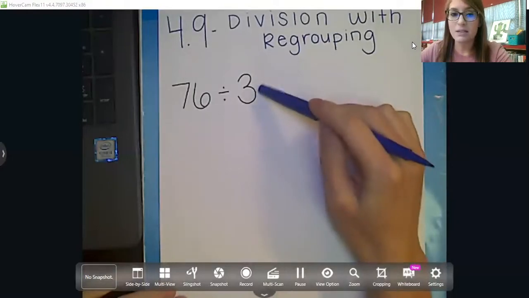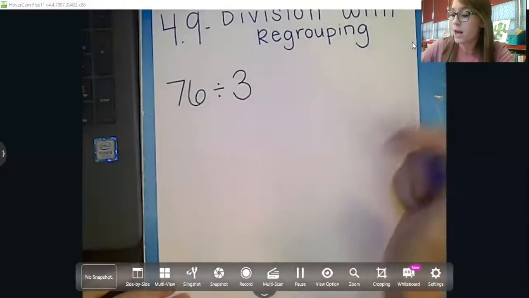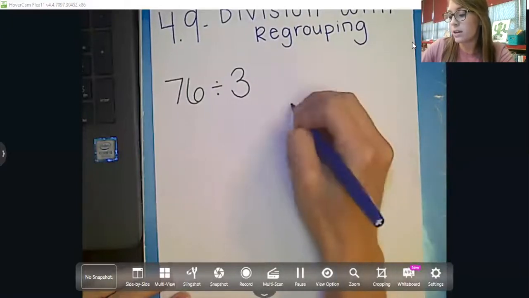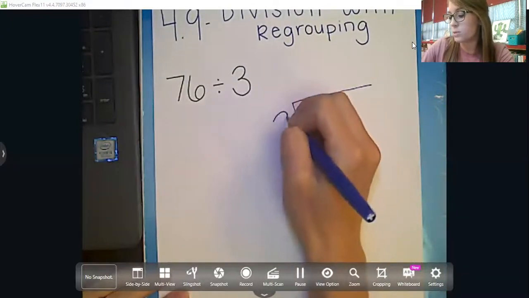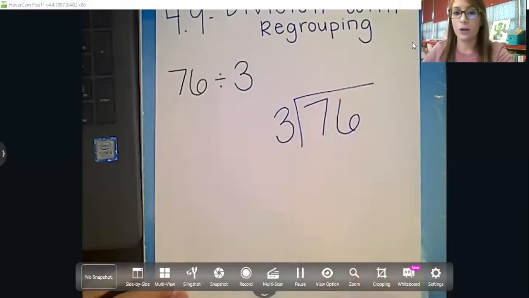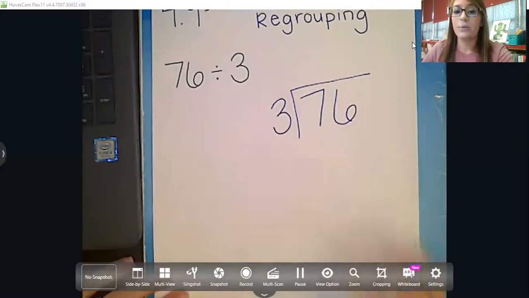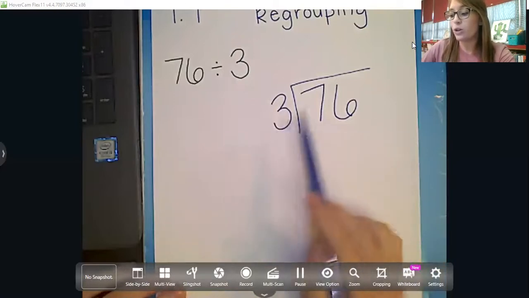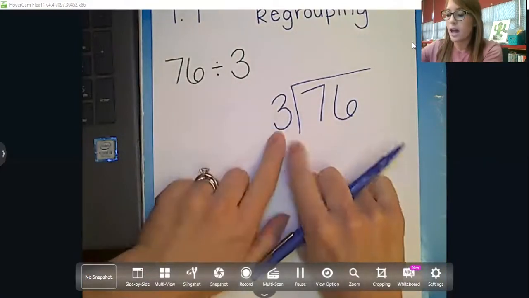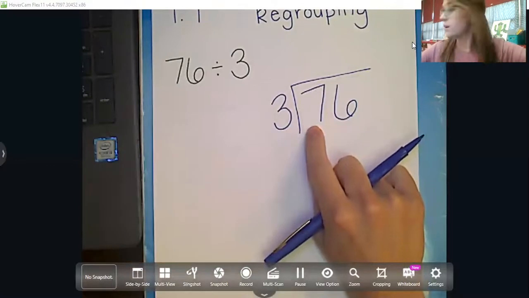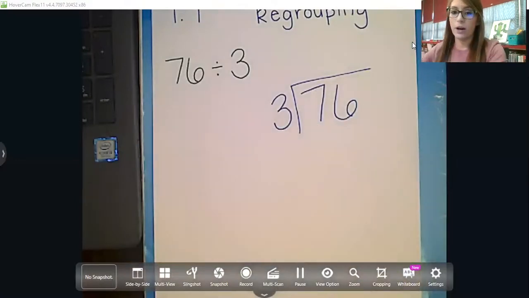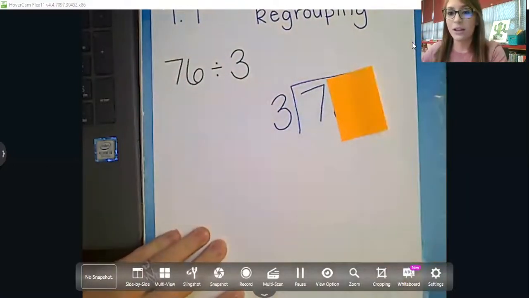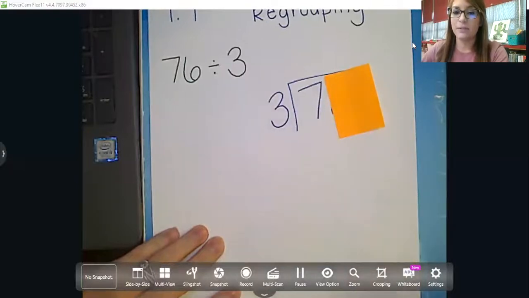Okay, so 76 divided by 3. I'm going to write this a different way. I'm going to write it like this. 76 is going to go in this house, and 3 is going to be knocking on the door. Okay, so the first thing we're going to do is look at this 3 and just this 7. This 6 is going to go away. We're just going to look at it like that, okay? Pretend that that 6 is not there.